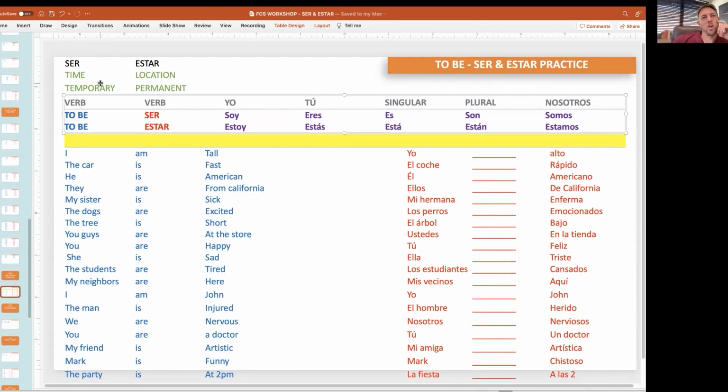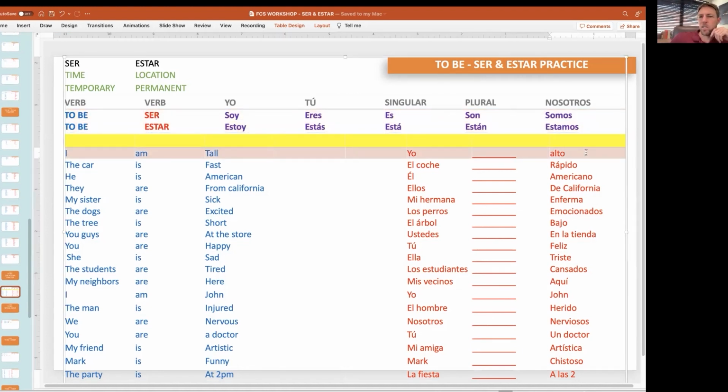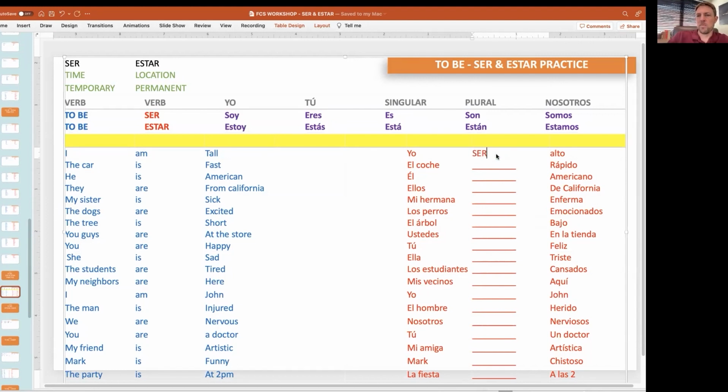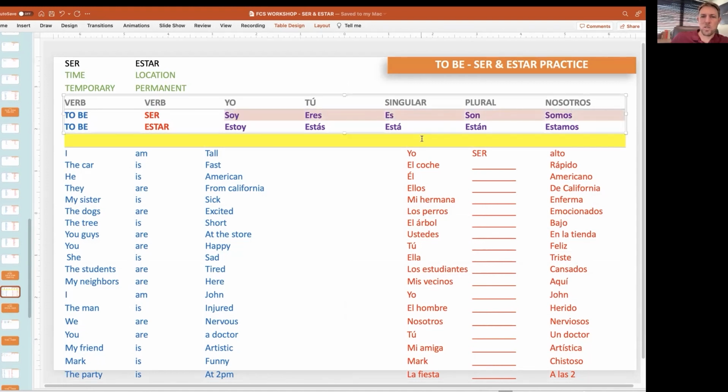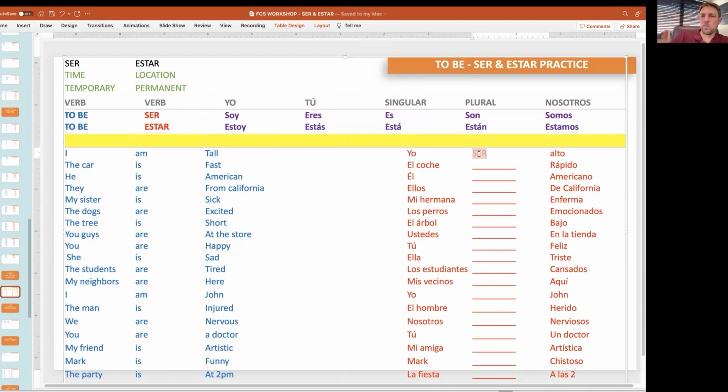Okay, so first question you're going to ask is the rule. Is it ser or estar? Second question you're going to ask, how do you conjugate it? Okay, so here we go. I am tall. Is it ser or estar? All right, it's ser. So then is it soy, eres, es, son, somos? Yo soy.